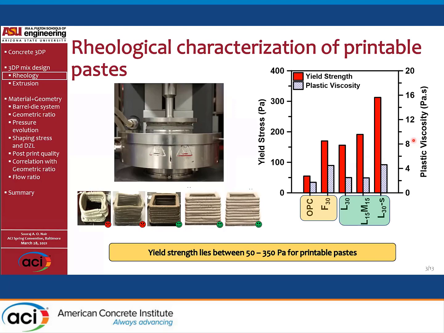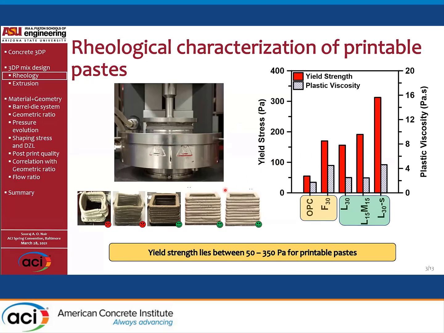So we've identified a few pastes, starting from plain OPC, then a 30% fly ash replaced binary mix, then a 30% limestone replaced binary mix, then a limestone and silica fume mix replaced 15% each, and a binary limestone replaced mix with superplasticizer. We identified the yield stress and the plastic viscosity using standard parallel plate rheological testing.